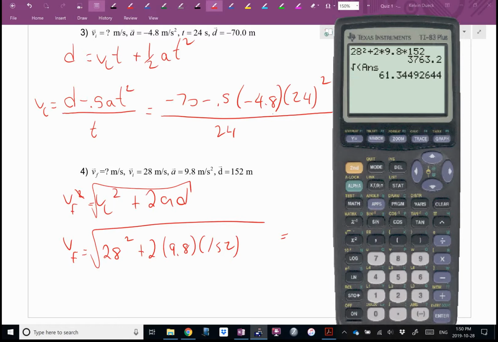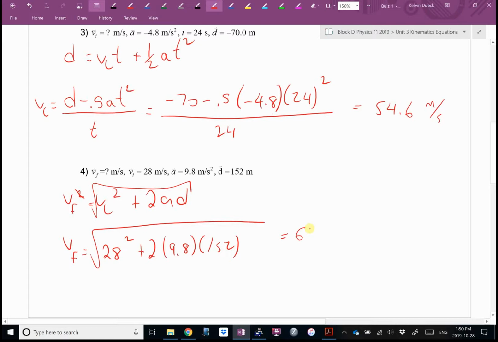Do you get 61.3? Is that right, folks? See people nodding? Meters per second. Two marks. There is a problem with this equation that we're going to run into.